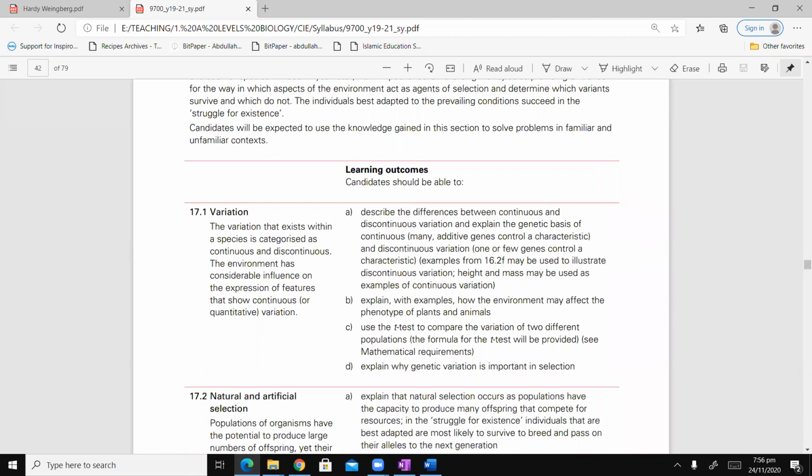Okay, so let's begin from the first point. 17.A, variation, differences between continuous and discontinuous. And this is what we did in the first lesson. Explained with examples how environment may affect the phenotypes. This is basically part of continuous variation, because you know continuous variation, it's not only the genes, but it's also the environment.